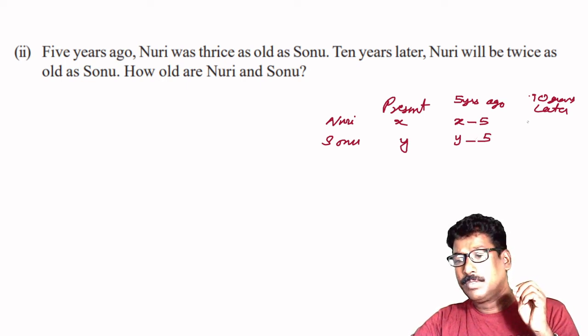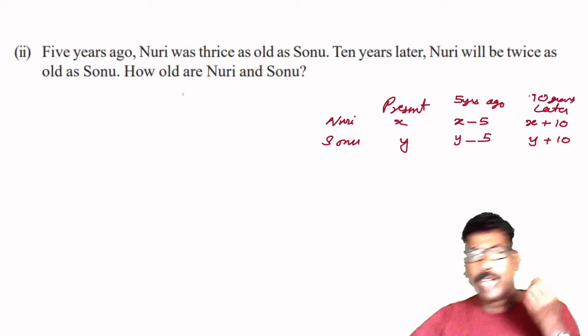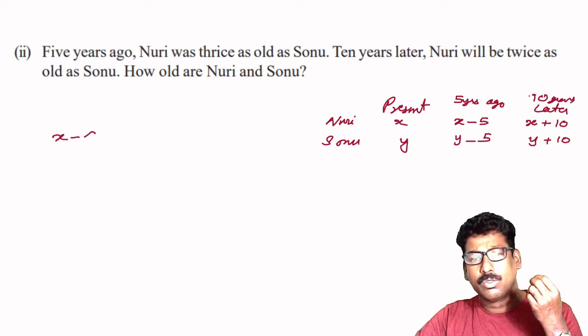Similarly here it will be 10 years later. That means after 10 years it will be x plus 10. Here it will be y plus 10. Now according to the first condition, what is the first condition? Nuri was 5 years ago. Nuri was means x minus 5.